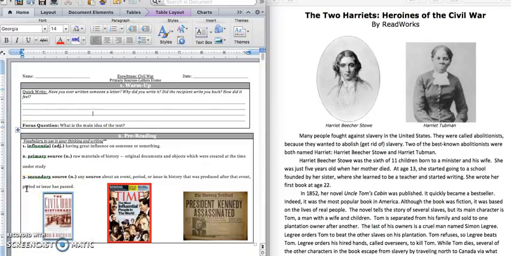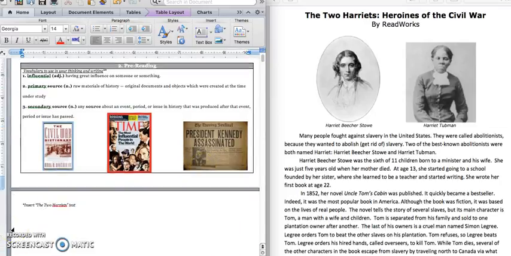The last vocabulary word is secondary source, and that's a source that's printed after an event. So the Civil War dictionary, you could get information about the Civil War, but it's not from the Civil War. That would be a primary source.